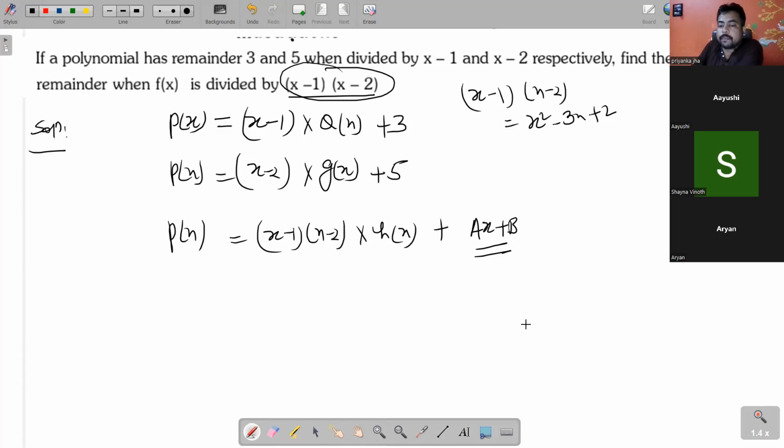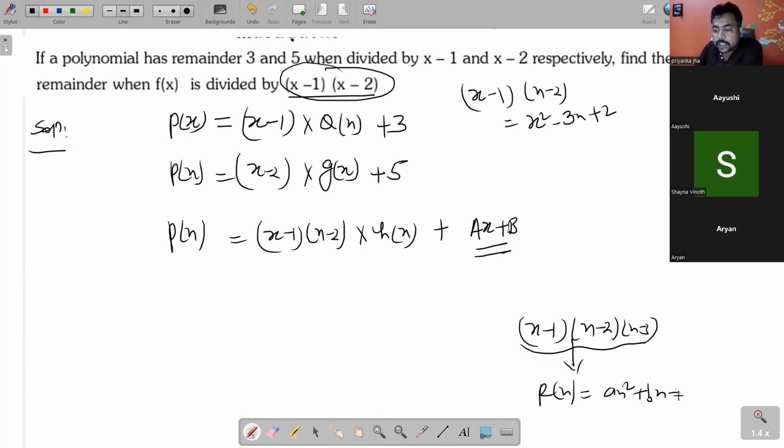But suppose in any situation we have this kind of thing. Suppose we get a cubic equation, and any polynomial is being divided by this. Here the divisor is a cubic equation. So in this case, we'll assume the remainder as ax squared plus bx plus c. You have to assume in the most general form. Suppose if it is actually linear, then a will come out to be 0, so that x squared term will be 0. Understood?